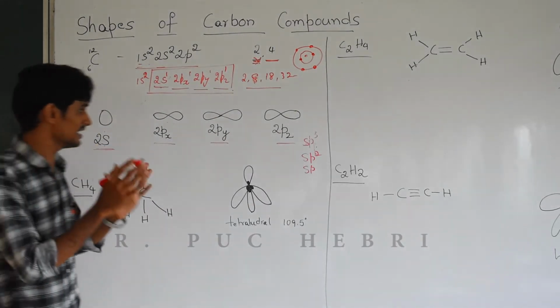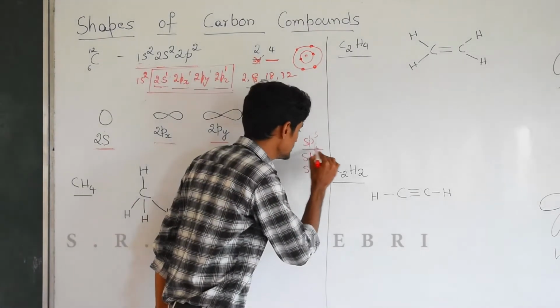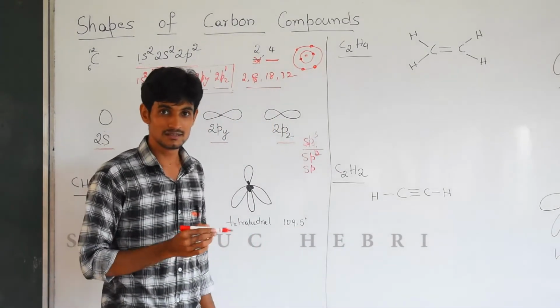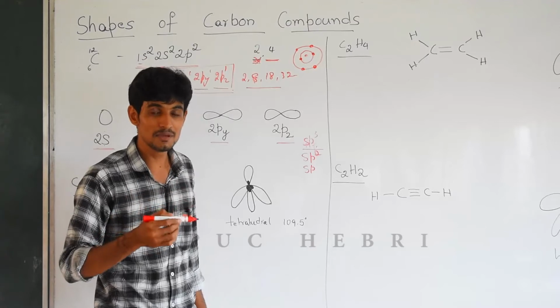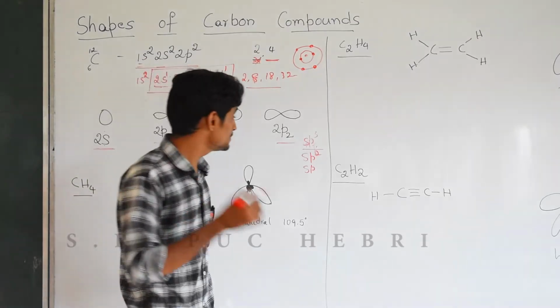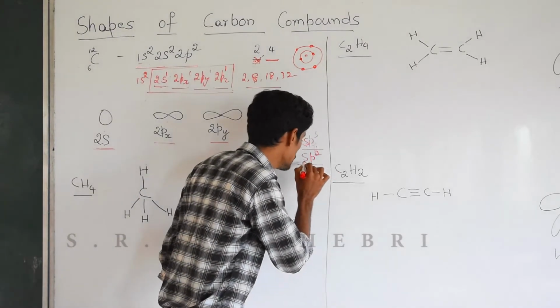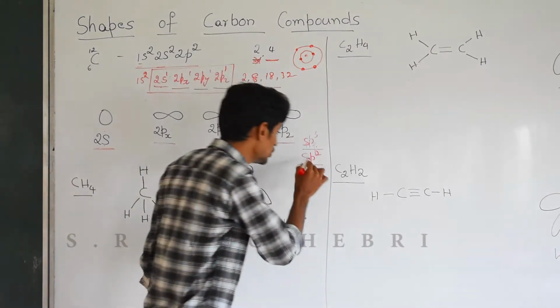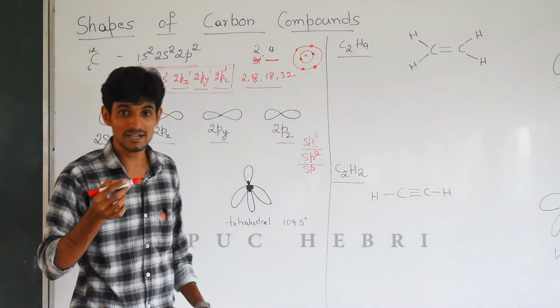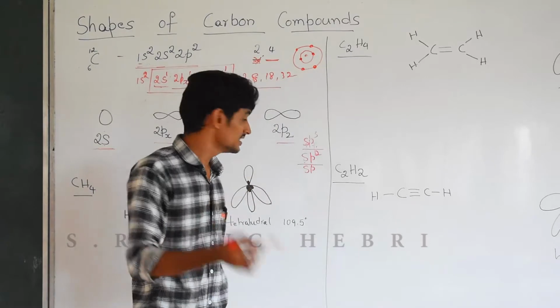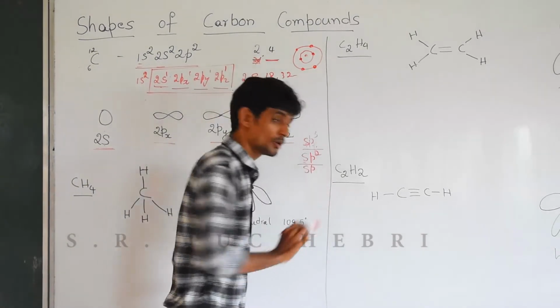So here sp3 means 1 s orbital and 3 p orbitals mixed each other and became a new orbital called an sp3 hybrid orbital. And here sp2 means 1 s orbital and 2 p orbitals combined, mixed each other, and became a new orbital called an sp2 orbital.